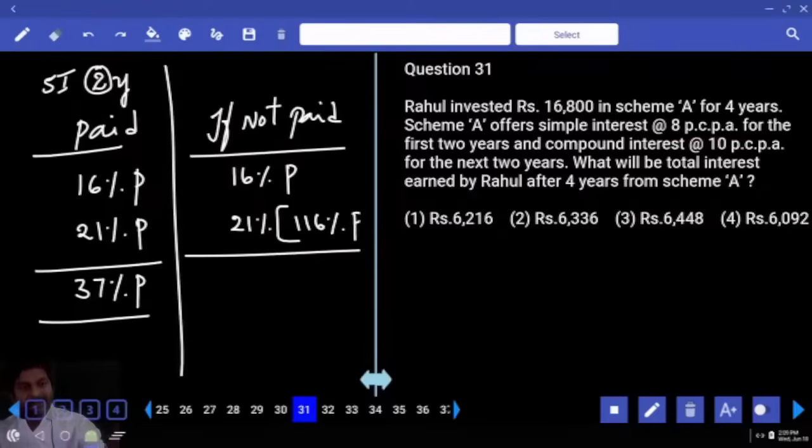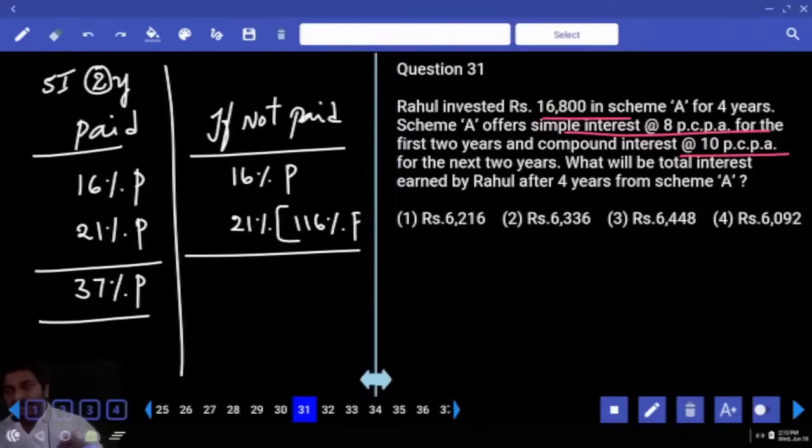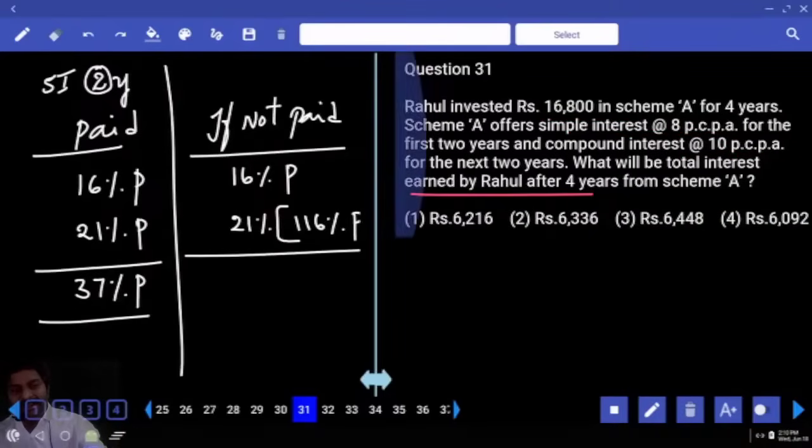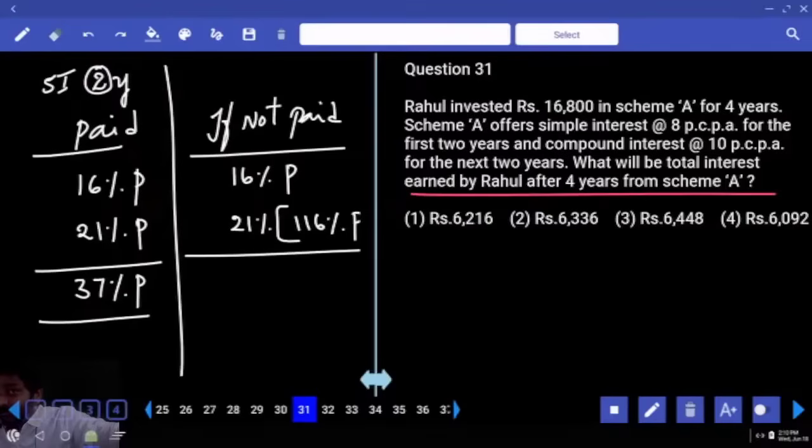Now let's see the question. Rahul invested something. First 2 years simple interest, next 2 years compound interest. We were asked to calculate interest after 4 years, but nothing is mentioned whether simple interest is paid after 2 years or not. Ideally, he should clear off the first 2 years simple interest, then they both will agree for change of interest. If it is not paid, they have to mention this. If not mentioned, by default, he paid.